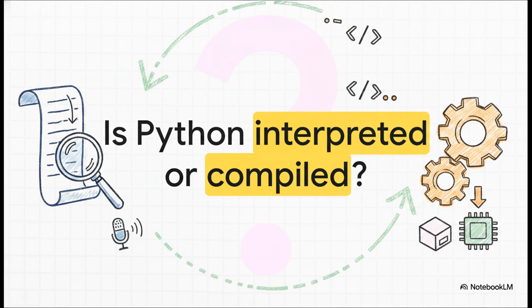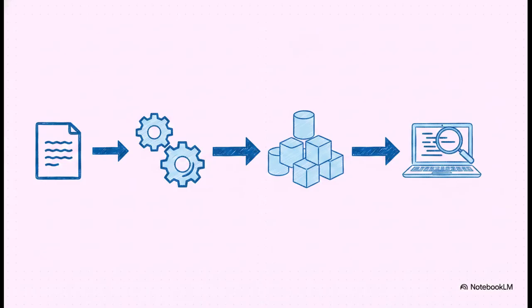Is Python interpreted or compiled? It's actually a bit of a trick question, because the real answer is, well, it's both. Standard CPython first compiles your human-readable source code into a lower-level format called bytecode. Then, the Python virtual machine steps in and interprets that bytecode line by line. And hey, if you want to show off a little extra knowledge, you can mention that alternative implementations, like PyPy, use just-in-time or JIT compilation for even better performance.